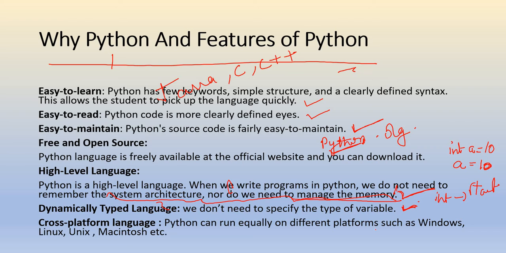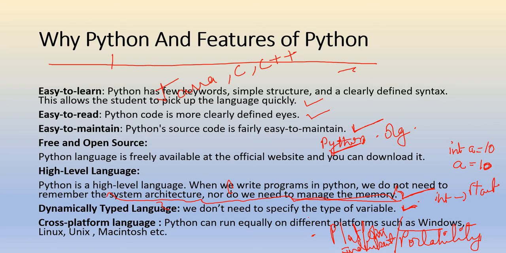The last feature we are going to see here is that Python can run equally on different platforms. As Java supports portability, this feature is called portability, and also platform independence. What is the meaning of a platform independent programming language? It can run on any kind of platform, such as Windows, Unix, Linux, Mac, etc.